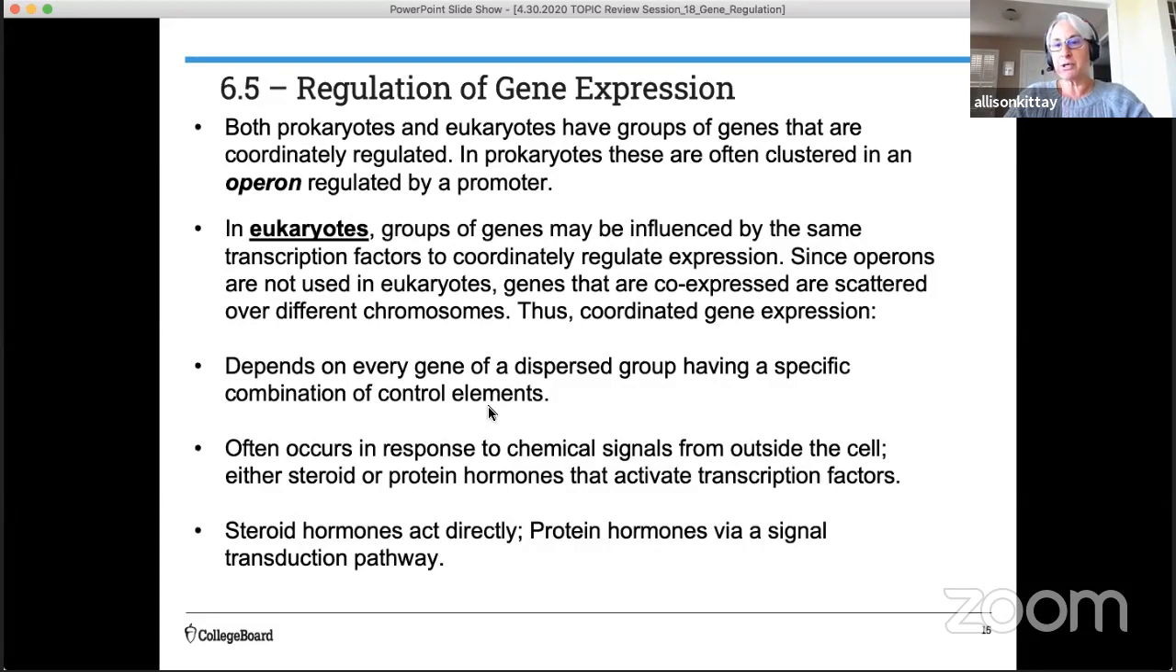So for coordinated gene expression to occur, it depends on every gene in that dispersed group having a specific combination of control elements. It often occurs in response to a chemical signal from outside the cell. It could either be a steroid hormone or a protein hormone that activate transcription factors. And as you might remember from your lesson on cell signaling, steroid hormones act directly to activate or repress transcription factors, whereas protein hormones are going to act via a signal transduction pathway to either activate or repress those transcription factors. So let's take a look at a few examples.